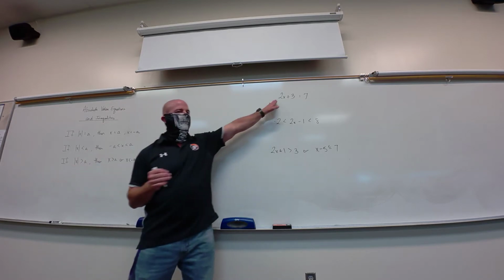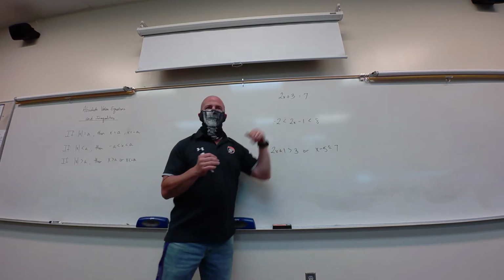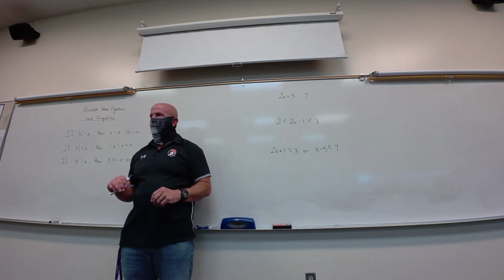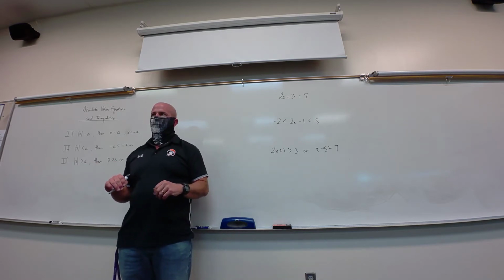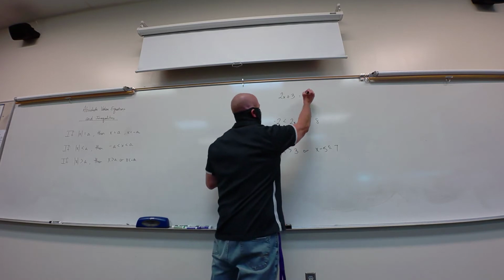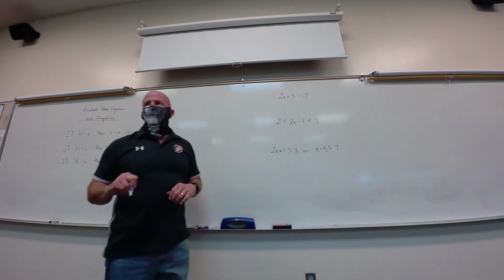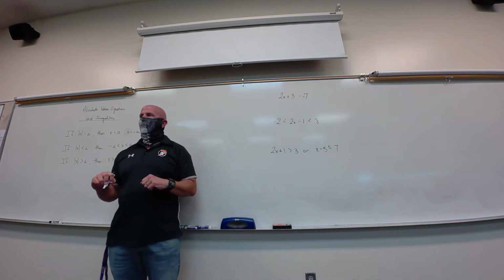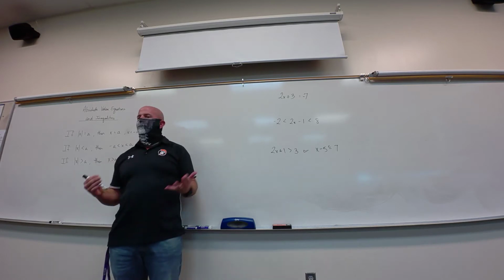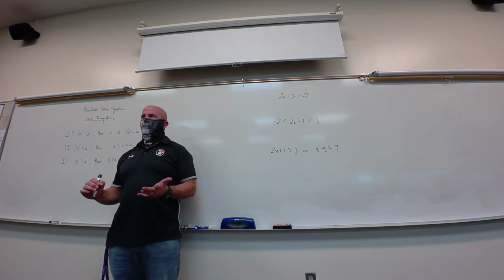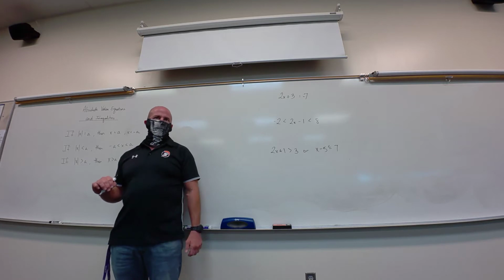Hey, I've got an equation. I'm going to subtract 3, then divide by 2. There's my answer. Does everybody agree with that? Would it make it any more difficult if I threw a -7 there instead of a 7? No, same process. Subtract my 3, divide by 2. Everybody's okay with that? Done that for a long time.